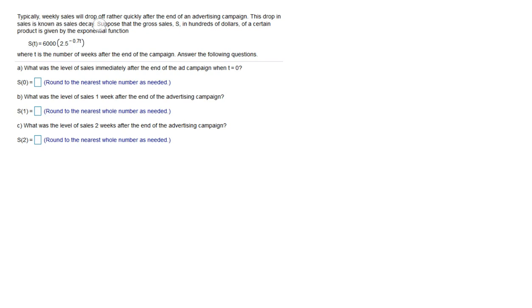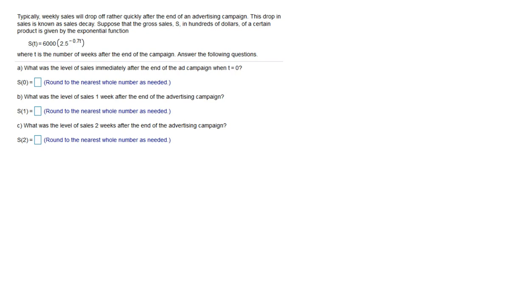All right, our next problem is an application problem. Typically, weekly sales will drop off rather quickly at the end of an advertising campaign. This drop in sales is known as sales decay. Suppose that the gross sales S in hundreds of dollars of a certain product is given by the exponential function S of t equals 6,000 times 2.5 to the negative 0.7t, where t is the number of weeks at the end of the campaign. Answer the following questions. What was the level of sales immediately after the end of the ad campaign, when t equals 0?